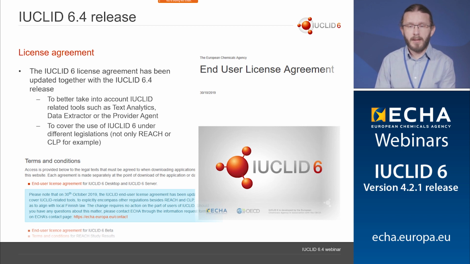Previously, references were made to REACH and CLP. Now the license agreement is more generic and covers the use of Euclid under different legislations. You can download the end user license agreement if you want to read it on the Euclid 6 website, and you have to approve it also each time you download something from the Euclid 6 website.